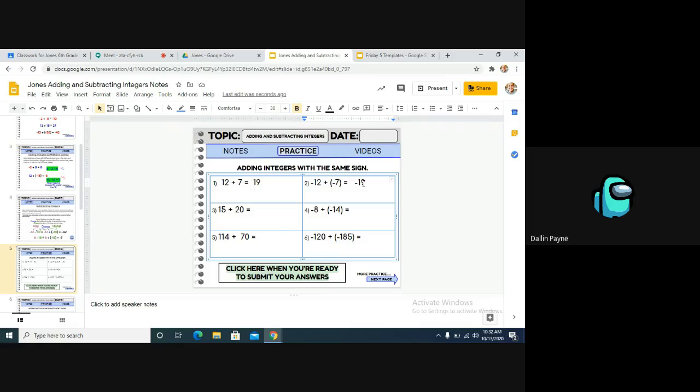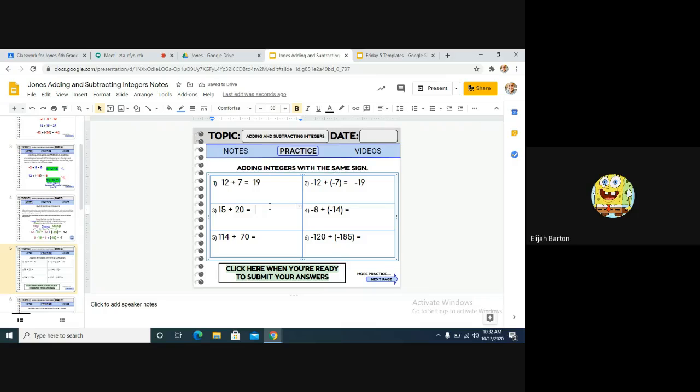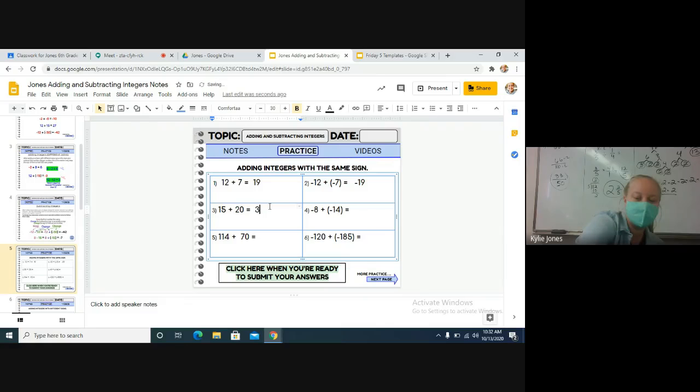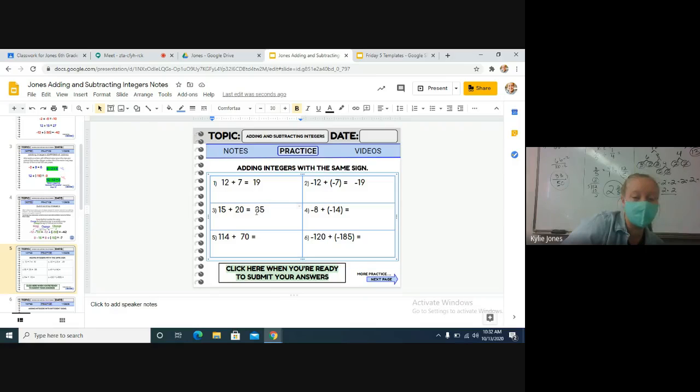I already did them all. Good. I'm going to do one more with you guys right here. 15 plus 20. What is 15 plus 20? 35. And are these numbers negative or positive? None of them are. Positive, right? So this stays as a positive 35.